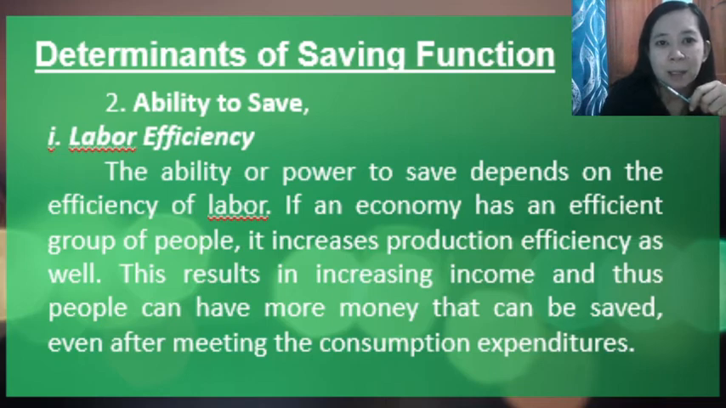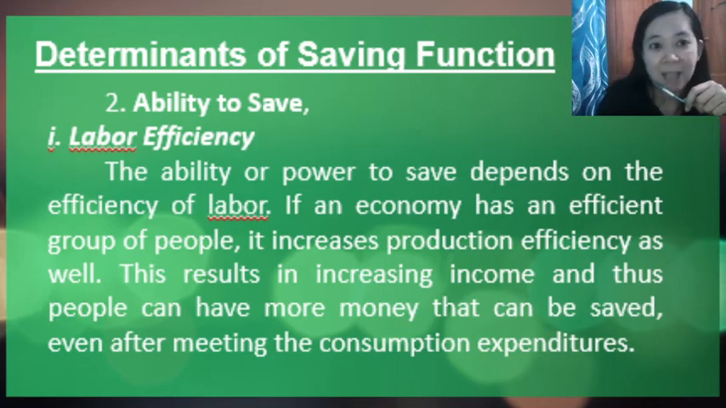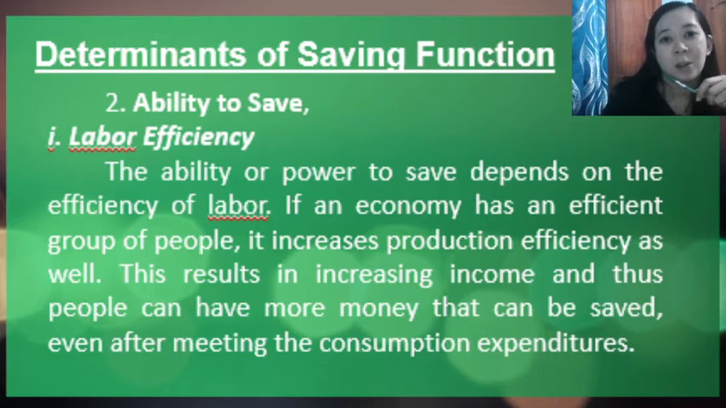How is that so? In this case, if an economy has an efficient group of people, the result will be that production will increase and there is efficiency. The result will also be increased income, and thus people can have more money and can make savings even after meeting all of their consumption expenditure. I mean to say, if the work or the production of an individual from his labor is efficient, there is a tendency that his income will also be increased. Therefore, there is a greater possibility for savings.